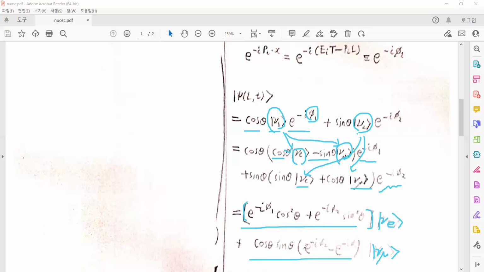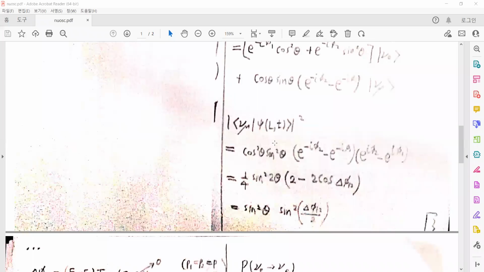We know that the squared magnitude of the coefficients in the quantum state is the same as the probability in quantum mechanics. So we can calculate the detected probabilities of each flavor eigenstate at distance L and time t. It is called neutrino oscillation. So let's calculate the squared magnitude of these coefficients. Yeah, here is the squared magnitude of the coefficient.